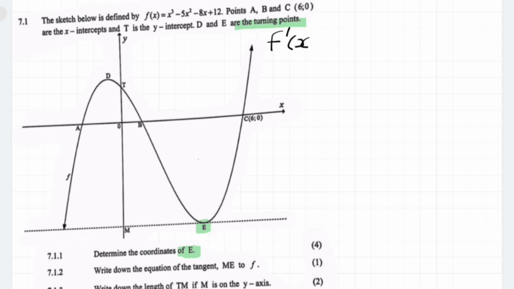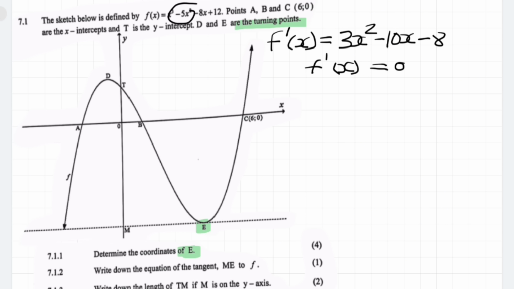So we're going to find the f prime of x, which is, this one's going to give us 3x squared. Then when we differentiate this, it's going to give us negative 10x. And another one is going to be minus 8. So f prime of x, this is very important to write, has to be equal to 0 for us to find the turning point. It is very important for you to write that one down. So since f of x is this one, we can write it down: 3x squared minus 10x minus 8 equals 0.